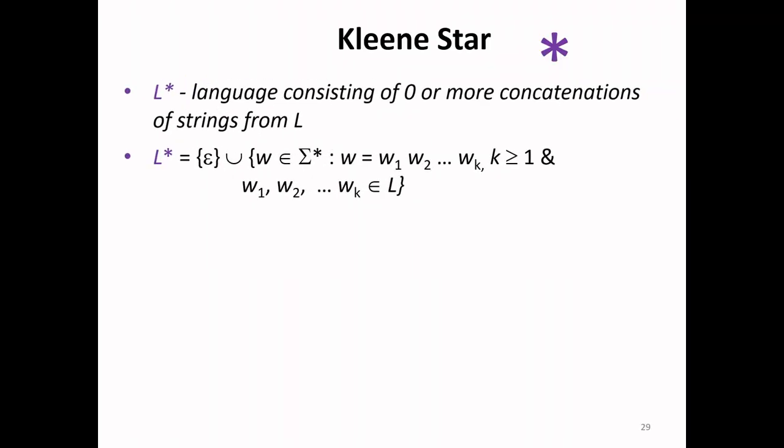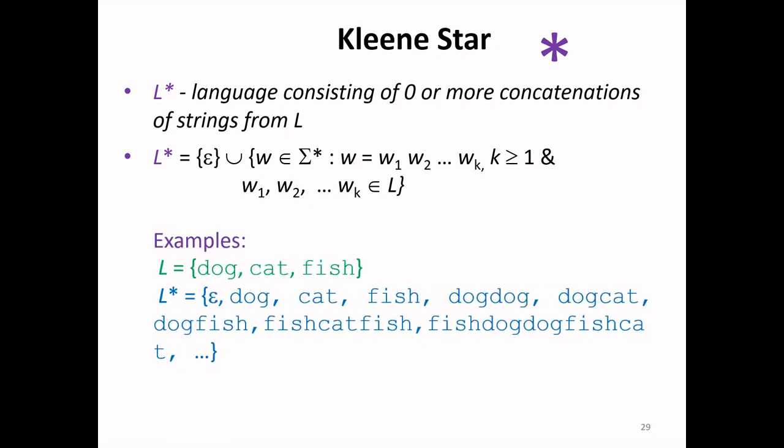Kleene star. L star is the language consisting of zero or more concatenations of strings from L, that is, all possible strings of L. For example, if L contains three strings, dog, cat and fish, then L star is all possible combinations of this L, that is, first epsilon, dog, cat, fish, dogdog, dogcat, dogfish, then fishcat, fishfish, dogdogfish, catfishcat and so on.